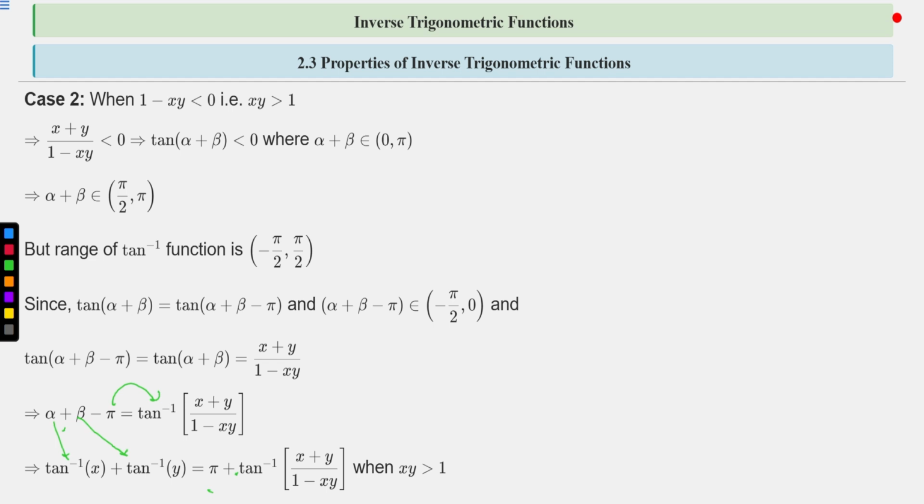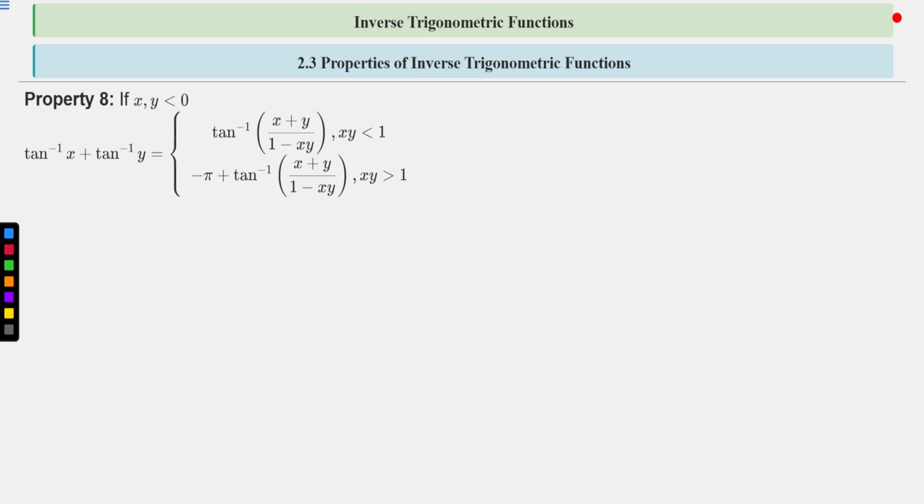Okay, let us move to the next property. Property 8. See, property 7 we have taken when x and y were greater than 0. In this case, we have taken when x and y are less than 0. So what can we do if x and y are less than 0? See, tan inverse x plus tan inverse y is equal to tan inverse of (x plus y) upon (1 minus xy) when xy is less than 1. When xy is less than 1, it will always be equal to tan inverse of (x plus y) upon (1 minus xy), whatever the value of x and y, right?